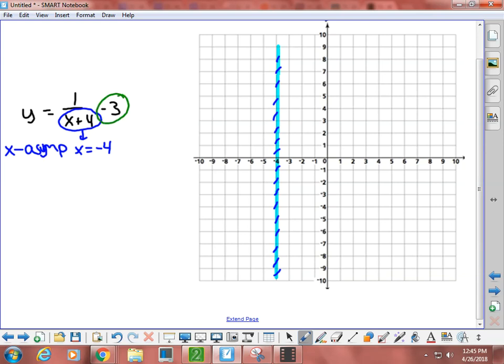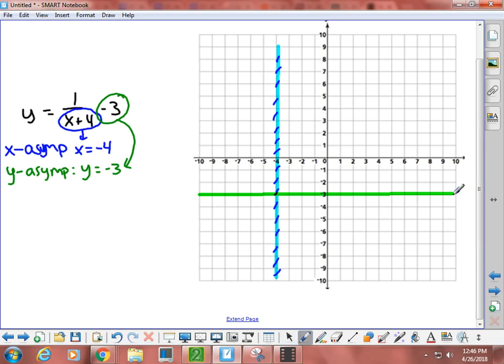This outside number is what goes with the y asymptote. And that one's going to stay the same. It's not going to be the opposite. So it's going to be just negative 3. Okay, so same thing here. I'm going to go ahead and use my highlighter on that because it's a little bit easier. All right, so you have your asymptotes there.